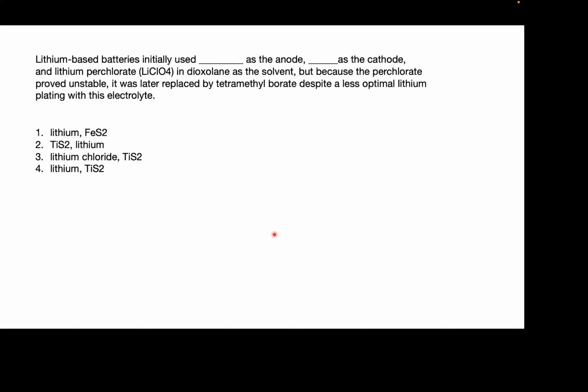So our next question says, lithium based batteries initially used blank as the anode, blank as the cathode, and lithium perchlorate in dioxolane as the solvent, but because the perchlorate proved unstable, it was later replaced by tetramethyl borate despite a less optimal lithium plating with this electrolyte. So if you've been watching the videos carefully, you will be able to answer this. You guys have 1 minute for this particular question, and your time starts now.